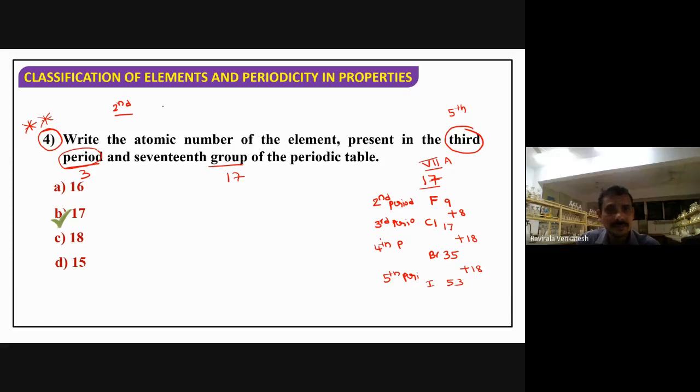What are they actually? Lithium, beryllium, boron, carbon, nitrogen, oxygen, fluorine, neon. These belong to which groups? First group, second group, 13th group, 14th group, 15th group, 16th group, 17th group, 18th. Now the third, fourth, fifth groups will be there in the fourth period.